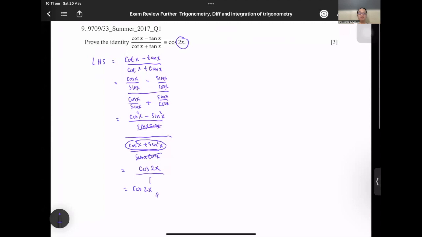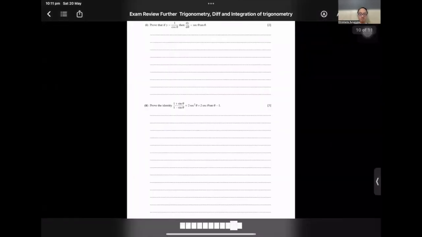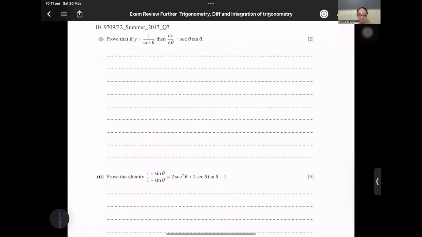This is number 9. Next, number 10. Prove that if y equals 1 over cos theta, then dy d theta is secant theta tangent theta. Okay, we prove this. So y equals cos to the power of negative 1 theta.